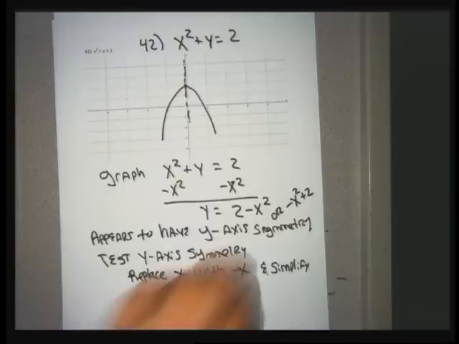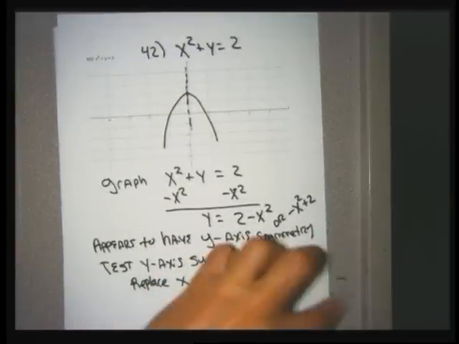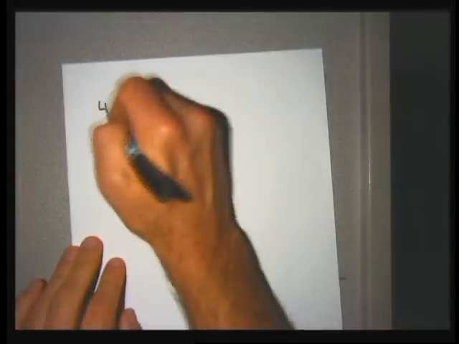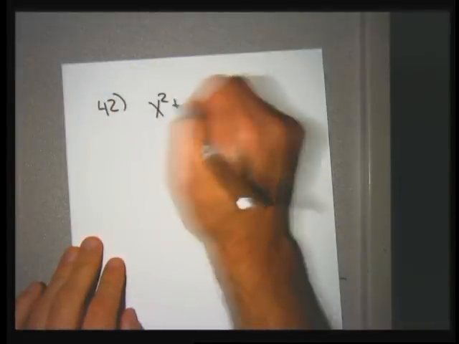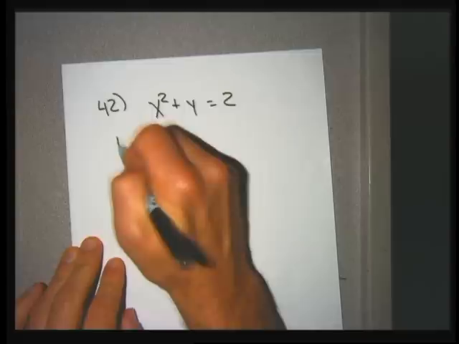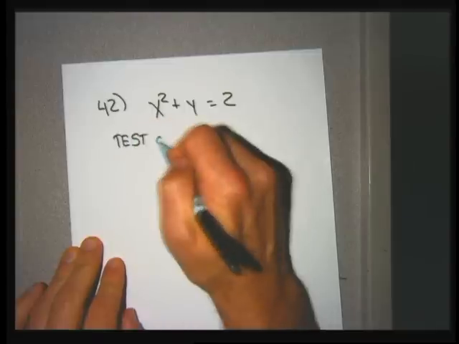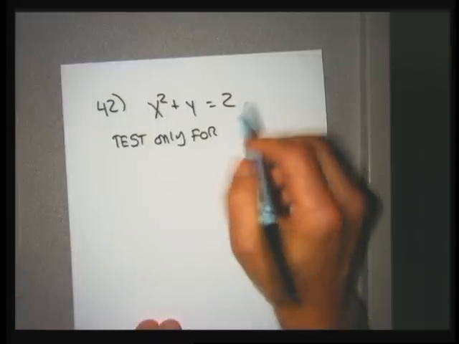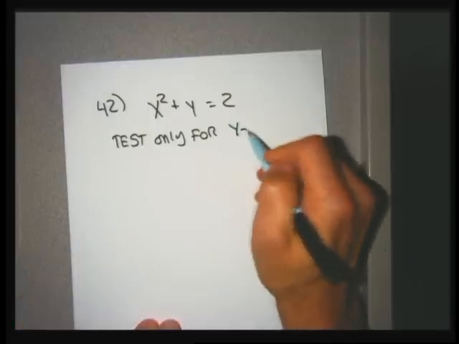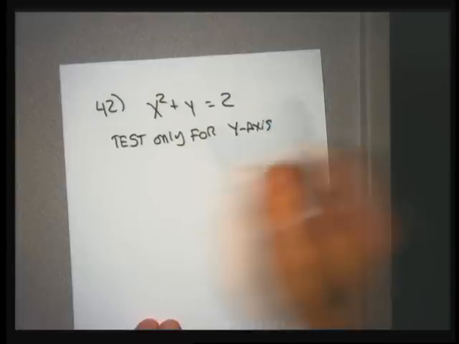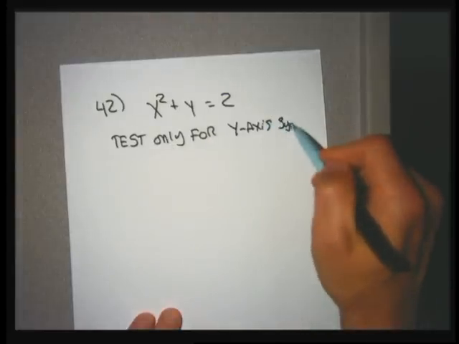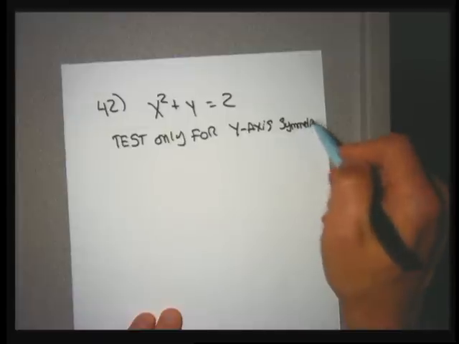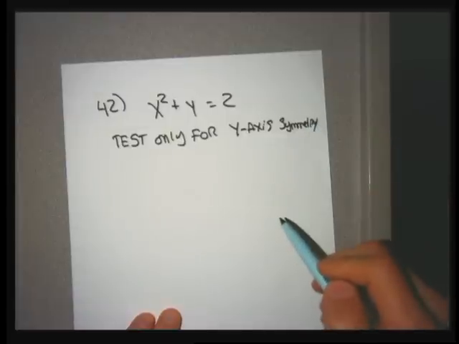So I'm going to go off to another piece of paper here because I don't have so much room here. So the original problem 42 is x squared plus y equals 2. I'm going to test only for y-axis symmetry, because I don't think it has the other symmetry, and I don't want to do 3 tests for every problem. It would take forever. So my graph gives me the idea of which test I need to do. There's 3 different tests. Testing for x-axis symmetry, you change the y to negative y.